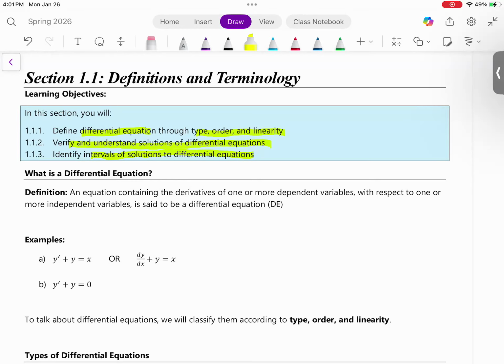Okay, some of this stuff looks familiar that you probably covered in calculus too. But let's go ahead and recover that again today. So let's define what is a differential equation. So an equation containing derivatives of one or more dependent variables with respect to one or more independent variables is what a differential equation is.